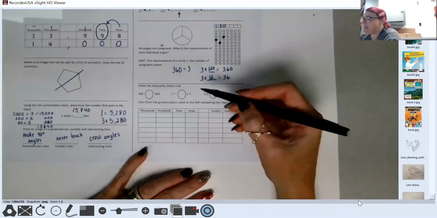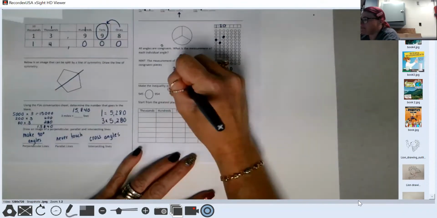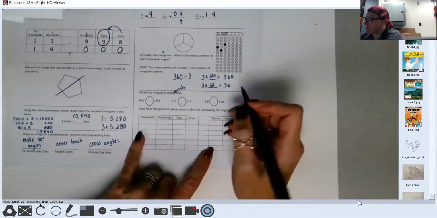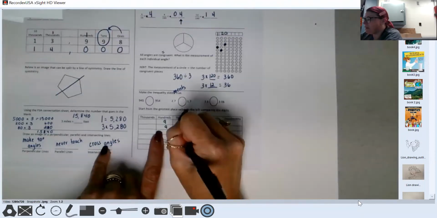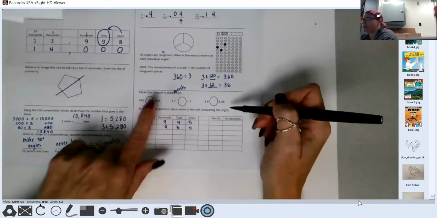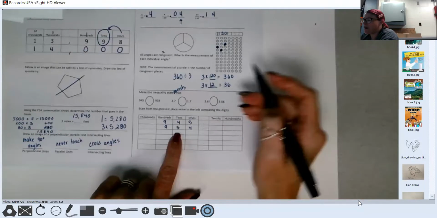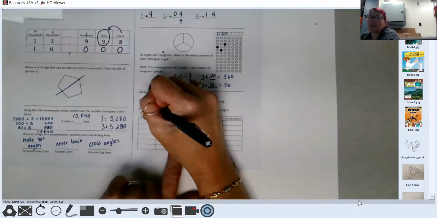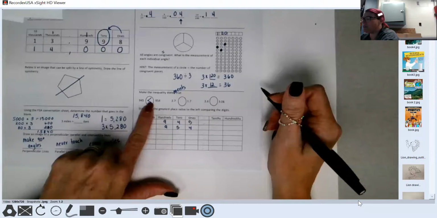The next one says to make the inequality statements true. So I have my little place value chart, which helps me with that. This one's 945. This is 954. Now remember, I always start with the greatest place value to the left when comparing digits. So here's my hundreds. 9 and 9 are the same. Tens, 4 and 5. So 5 is greater. So the open part will face the 5, making this inequality 945 is less than 954.